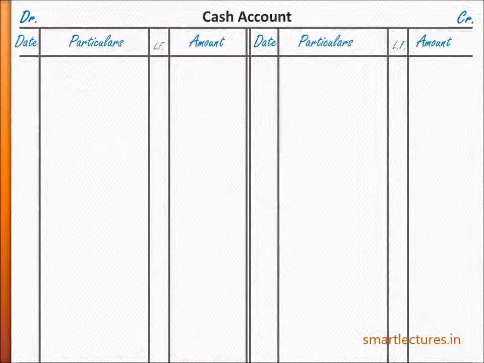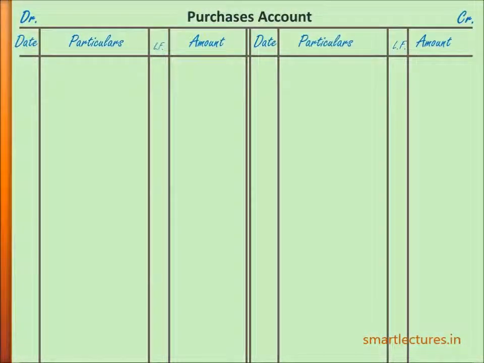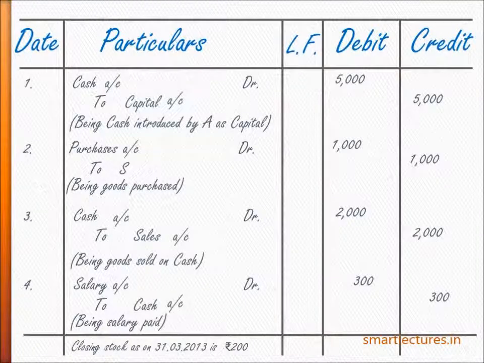So let's open ledgers: cash account, capital account, purchases account, S, sales, salary account. So we have got the format of all these 6 ledgers. Let's come to the journal entries.